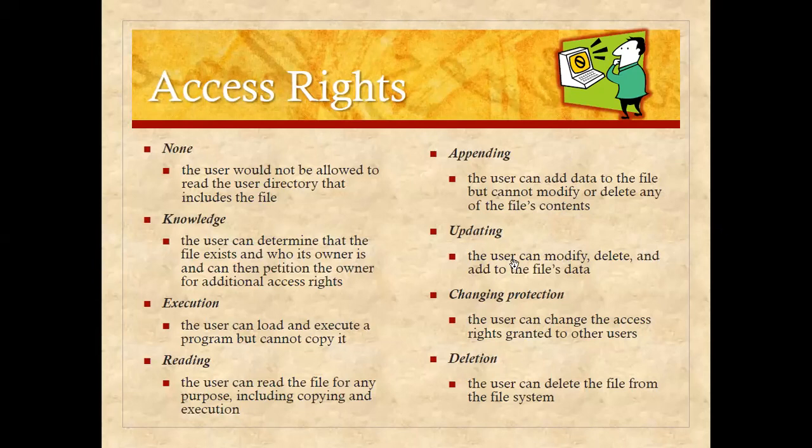Then the updating. The user can modify, delete, and add to the file's data. Now you can change the contents. You can delete the file contents. Then the changing protection means the user can change the access rights granted to other users. Now changing protection means I want to change the access rights for the particular file. Now you will be able to change that. And then the deletion, the user can delete the file from the file system.